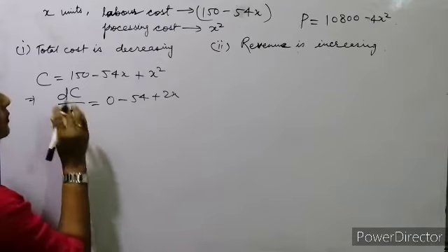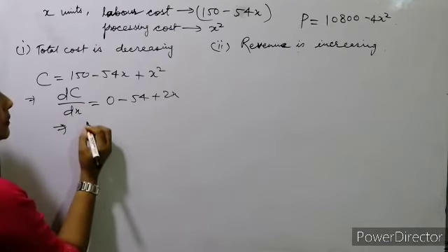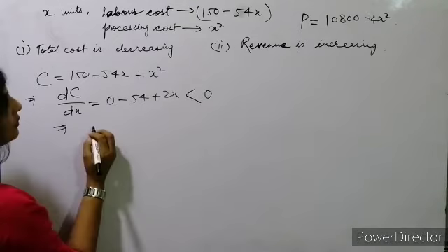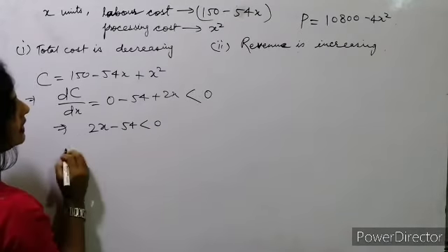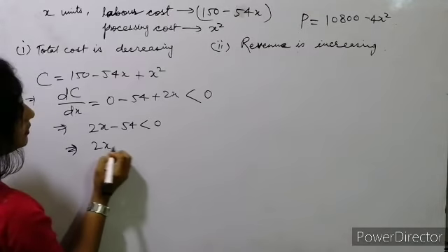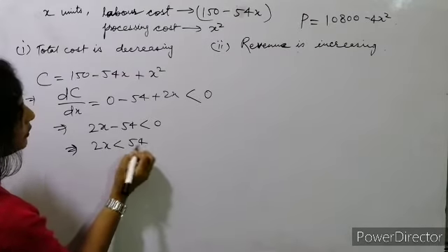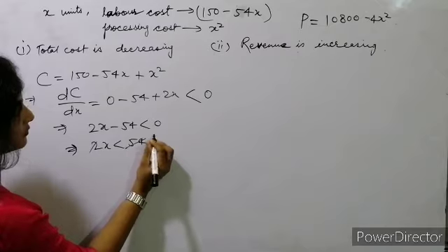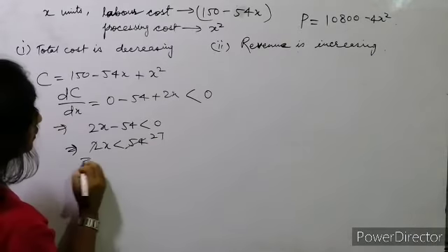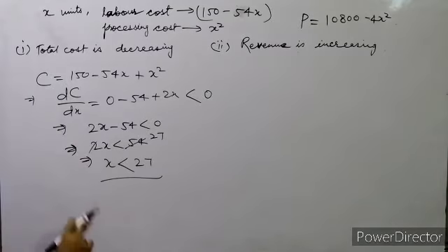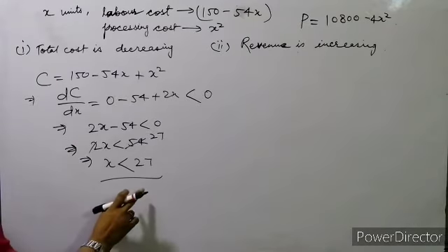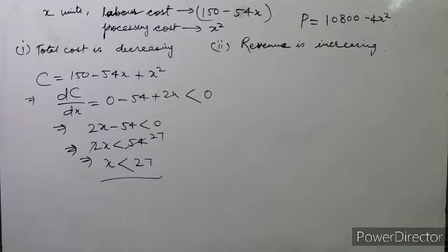So it will be 0 minus 54 plus 2x. It should be decreasing, it means this should be less than 0. It means 2x minus 54 should be less than 0. It means 2x should be less than 54, so x should be less than 27. So if the number of units x is less than 27, then the cost will be decreasing.